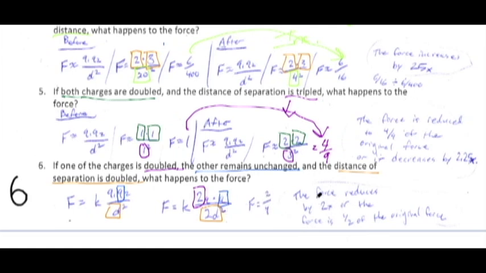Then it tells me the distance of separation is doubled. So then that means I'm taking this distance and I am doubling it over here, and that's where that 2's coming from. So then I could say, well, what happens here? 2 over 2, and we need to make sure that we're squaring it here because that's part of the formula. So 2 over 2 squared is 2 over 4. So we could say the force reduces by 2 times, or we could say the force is 1/2 the original force, because 2/4 reduced would be 1/2 the original force.